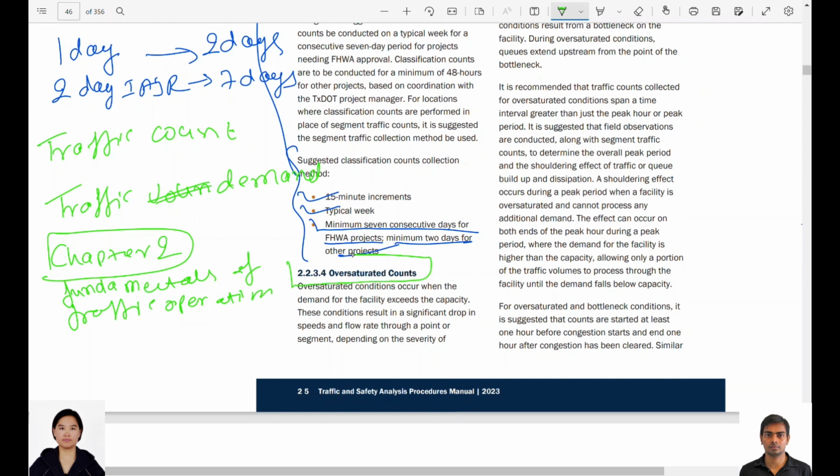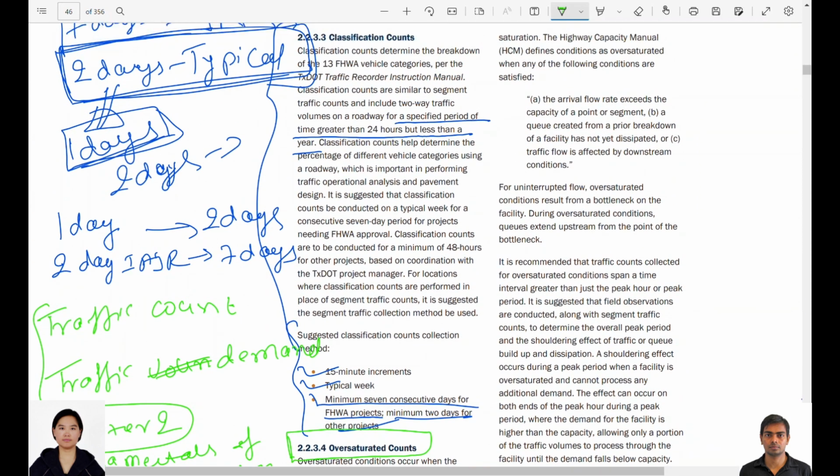This oversaturated count, I believe this one applies to queue, which is the next one. Oversaturated counts occur when demand exceeds the capacity. These counts result in a significant drop in speed and flow through a point or segment, depending on the severity of congestion.